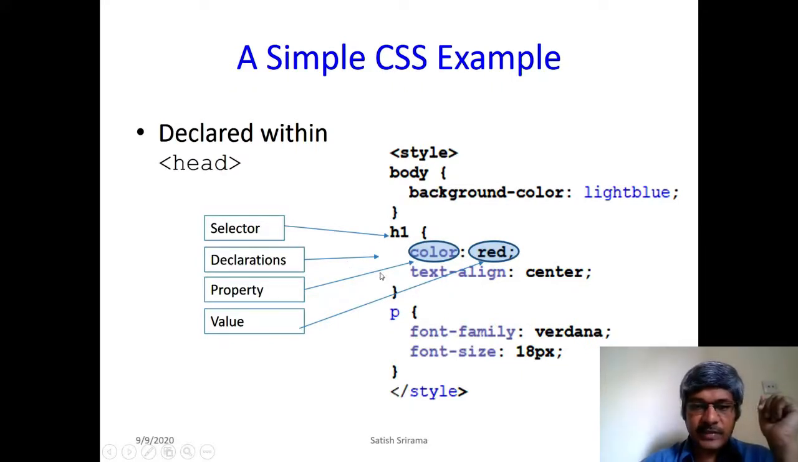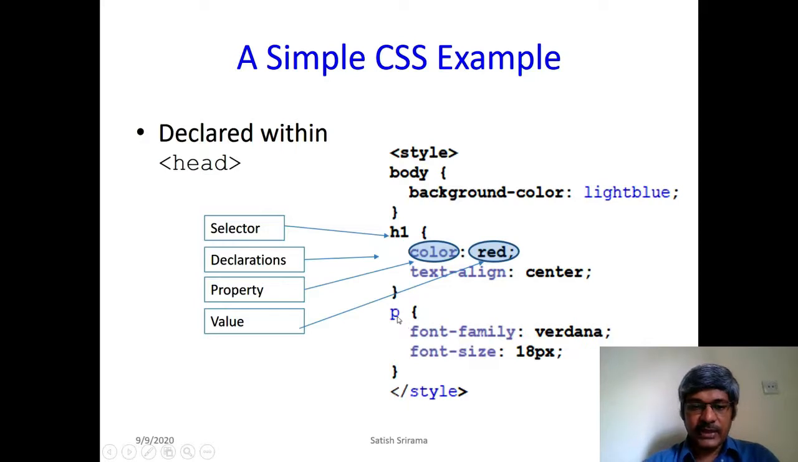Each declaration has a property and a value. For H1 here we have two declarations. Properties and values in CSS are separated with a colon, and each declaration is separated by a semicolon. So color colon red semicolon states the color should be red, and the text-align is center, for the H1. Similarly for the body, we want to set the background color to light blue, for the complete body of the HTML document.